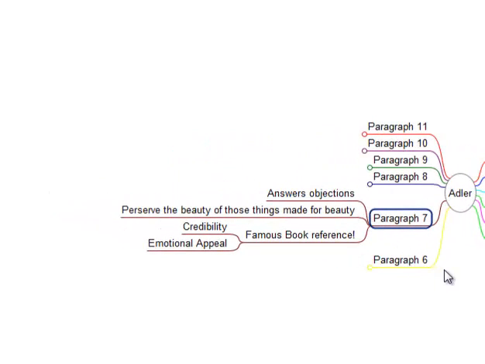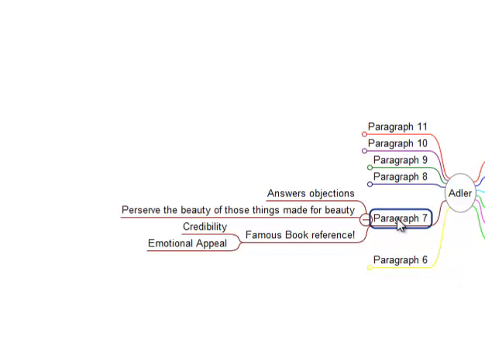All right, let's go to paragraph 7. He also answers objections. That is, some people are like, but a book is a beautiful thing. And so he says, sure, this is again his credibility, I love things that are beautiful, and I want to preserve those things that are made for beauty. Of course, he's saying the book is not made for beauty, and if you have one that's made for beauty, cool, but then buy a cheap one. He has this famous book reference, Paradise Lost. This, of course, increases his credibility, and it's also an emotional appeal, because if you have a first edition of Paradise Lost, it's a famous book.